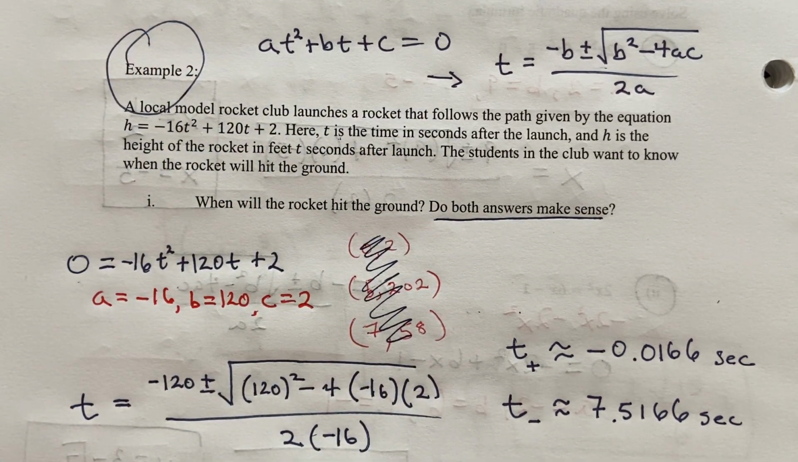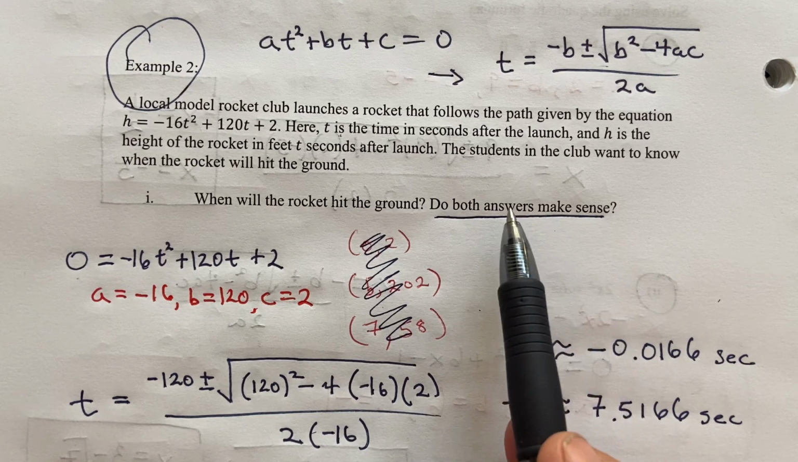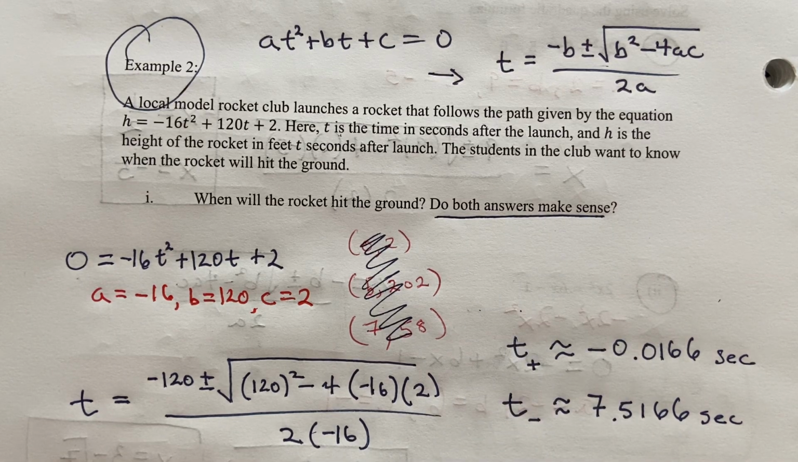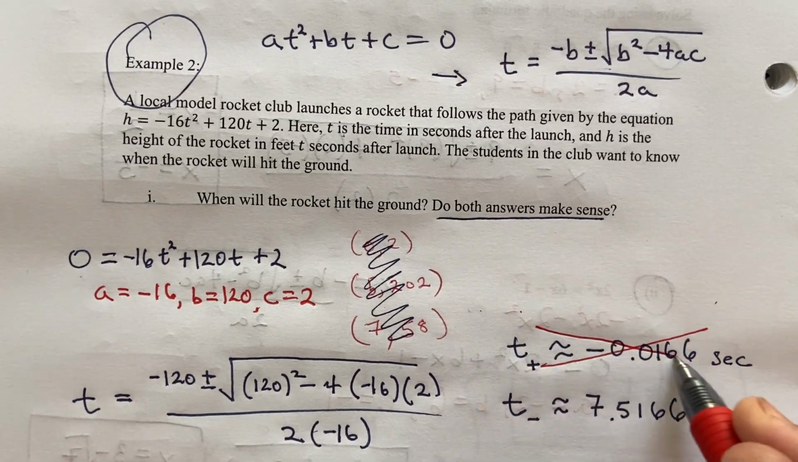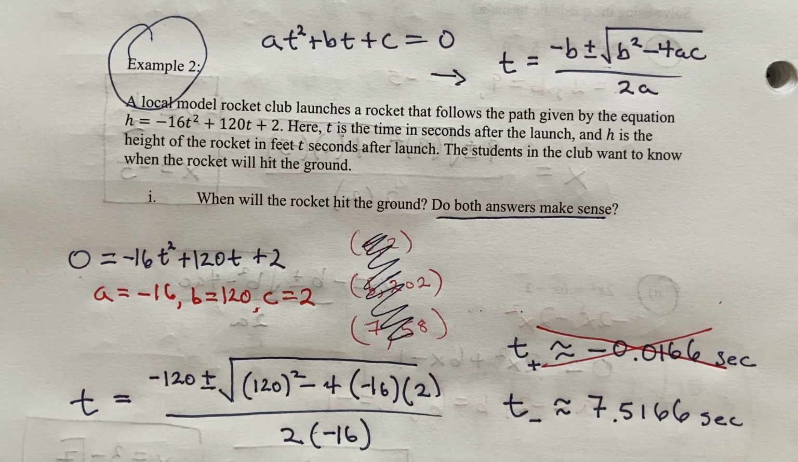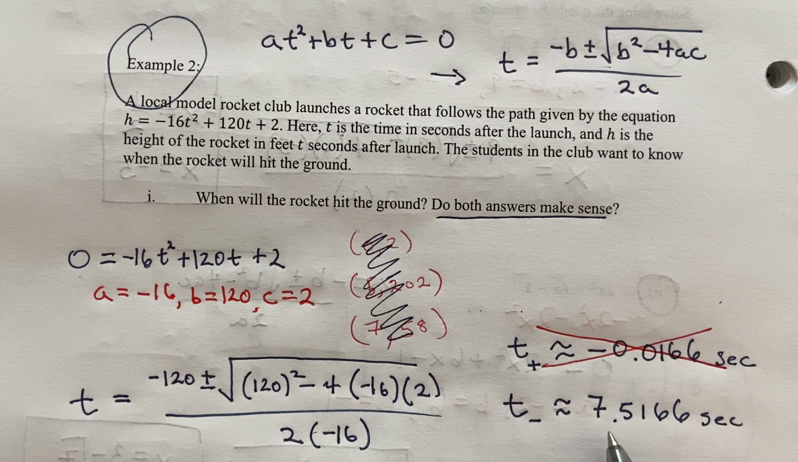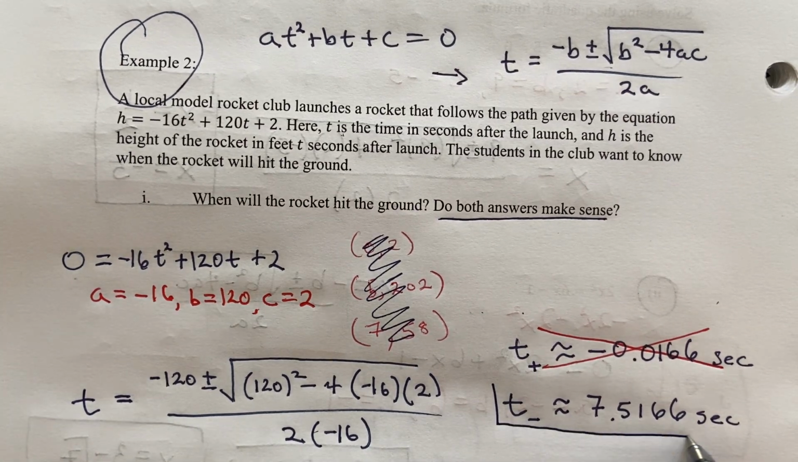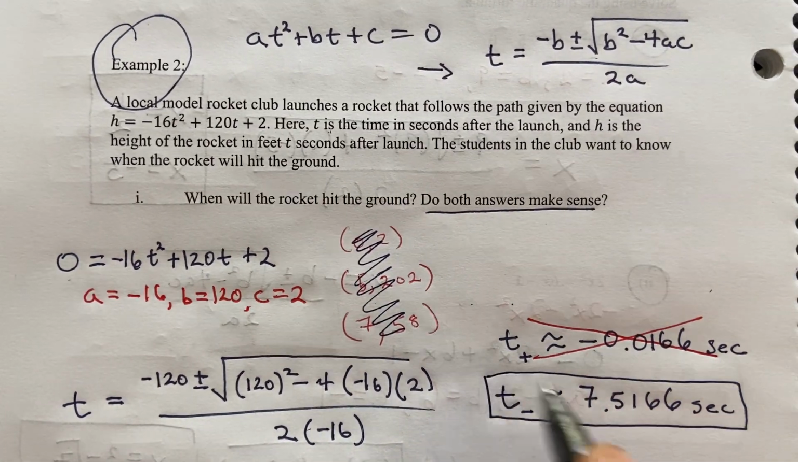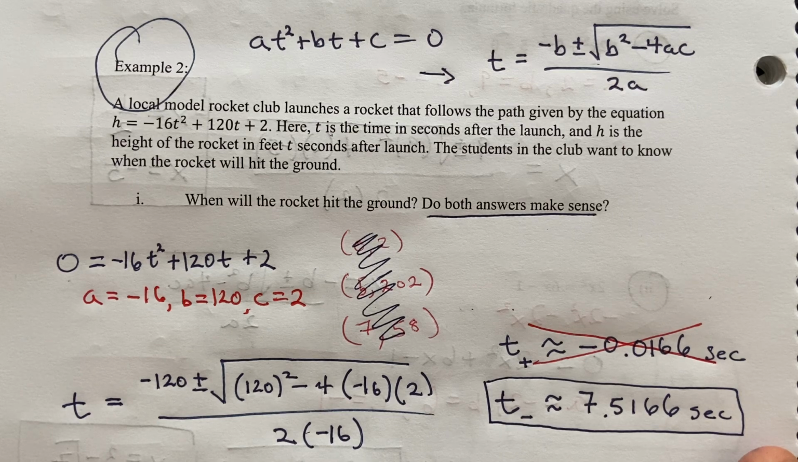So with respect to this follow-up question, do both answers make sense? No. So I'm going to throw out this one because we're not going to talk about negative time. So when will the rocket hit the ground? The rocket will hit the ground about 7.5 seconds after launch. All right, moving on.